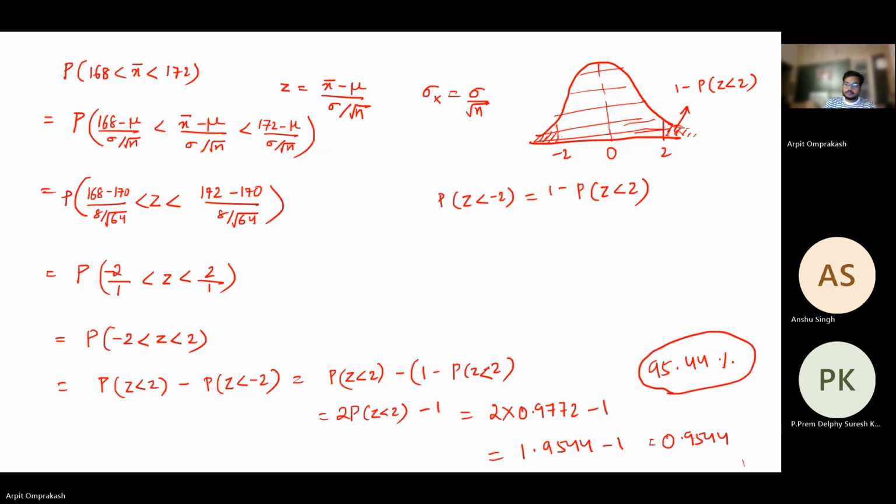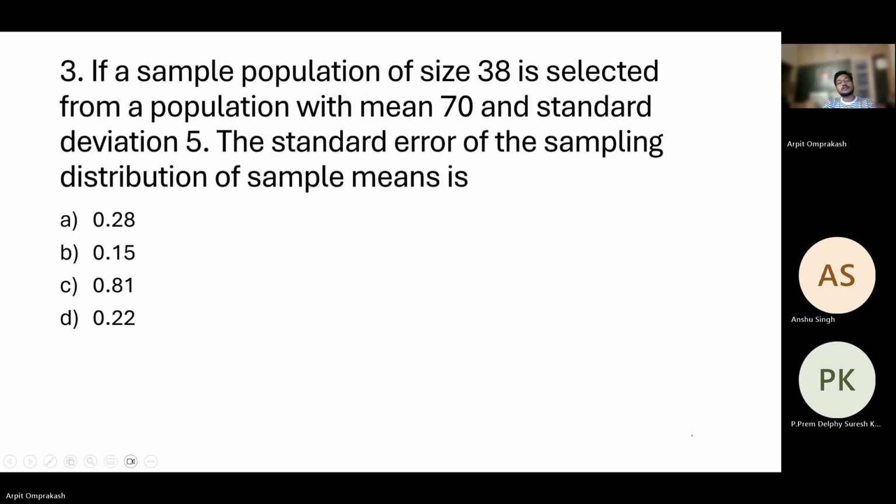95.44%. Question 3. If a sample of size 38 is selected from a population with mean 70 and standard deviation 5, the standard error of the sampling distribution of the sample means is dash. So what we have here is n equal to 38, mu, the population mean, which is 70, and the population standard deviation, which is 5.